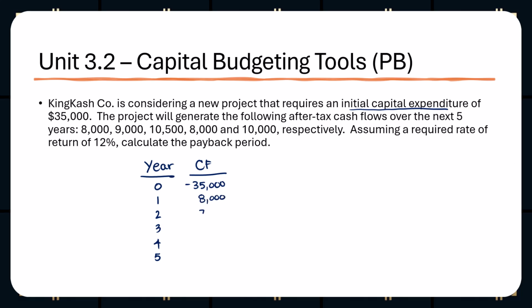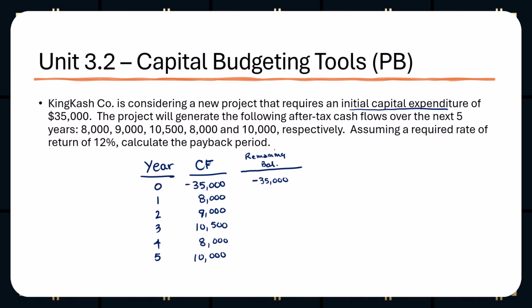So we have the 8,000, the 9,000, the 10,500, the 8,000, followed by the 10,000. Just like we did in the prior problem, I'm going to go ahead and calculate the remaining balance column. I think that's really useful. A little bit difficult to do when you have multiple projects and not enough space. So obviously we still need to recover the 35,000 today.